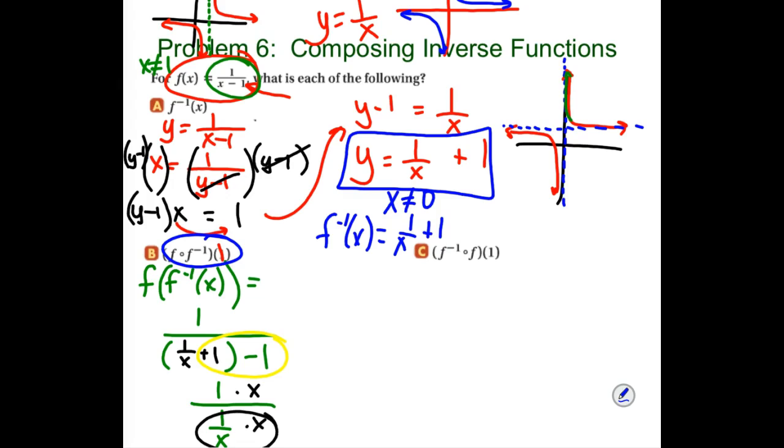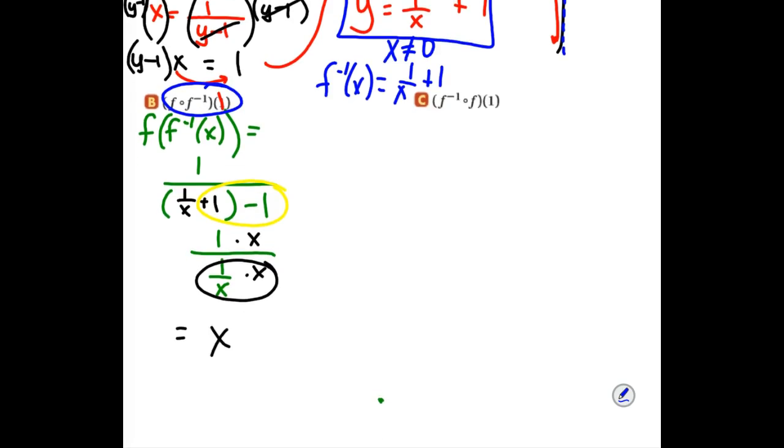Is 1 an allowed number? In other words, when I look at my domain issues, I have to focus on the function I dumped in, correct? So I'm focusing on this piece here. Can I put a 1 in that? Yes. If I put a 1 in that, I get 1 divided by 1, which is 1, plus 1.